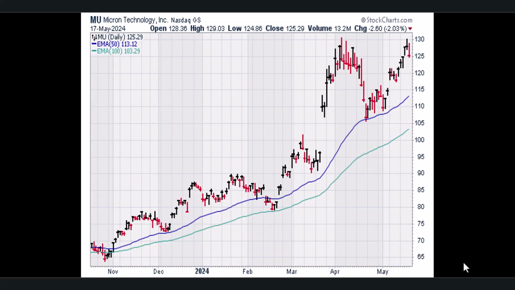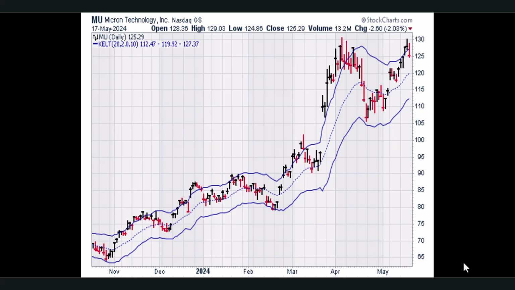Next, we're going to look at a daily chart. The stock is in a bull trend on a daily basis if the 50-period or 50-day exponential moving average is above the 100-day exponential moving average. The blue line is the 50-day EMA line, and the green line is the 100-day EMA line. The blue line has been above the green line since the chart started, so the daily trend in MU is up.